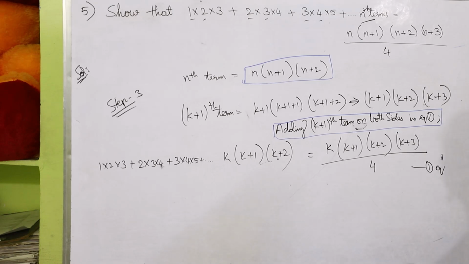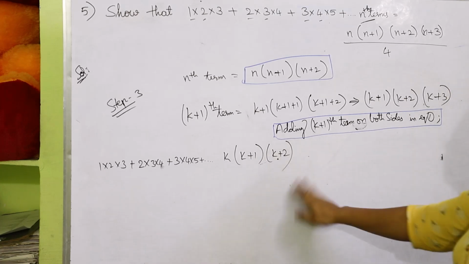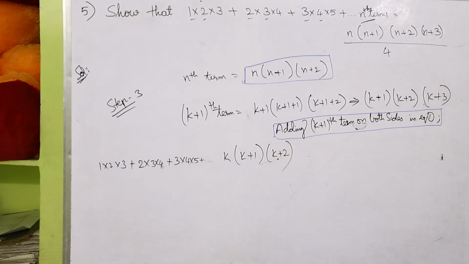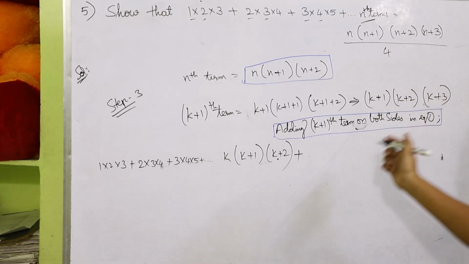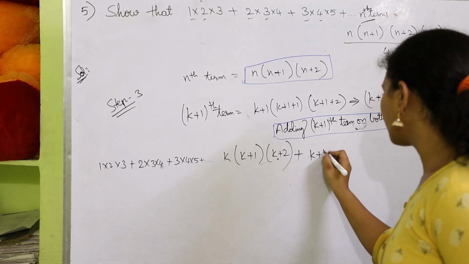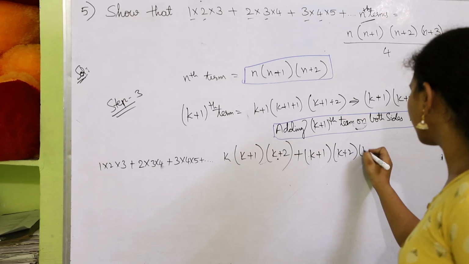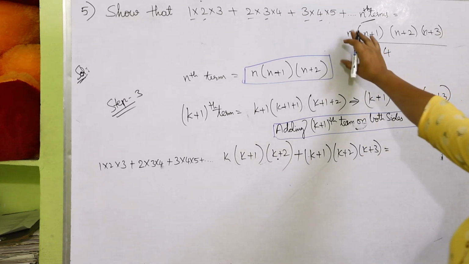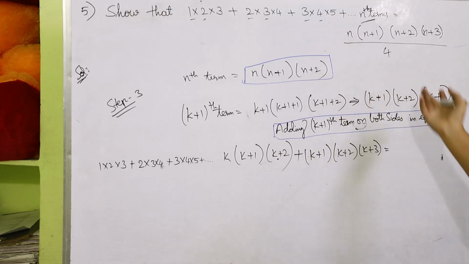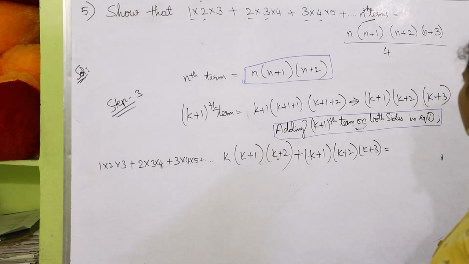What do we get here? Let me rub this off. Here I got k into k plus 1 into k plus 2, plus, add the k plus 1th term. The k plus 1th term is k plus 1 into k plus 2 into k plus 3. Equal to, as it is, you write down the RHS value.